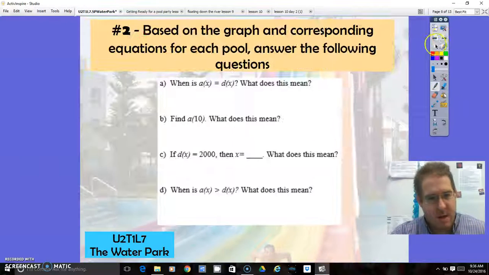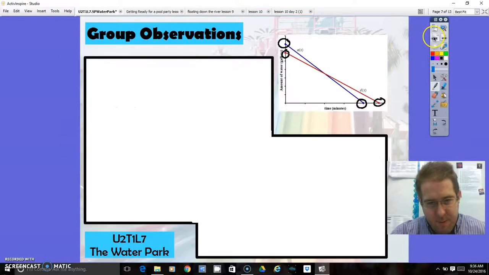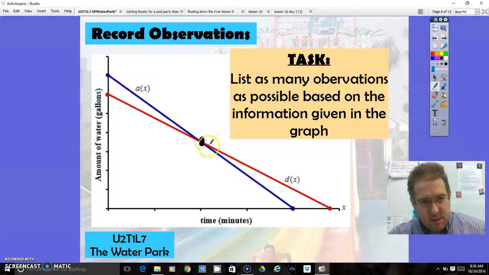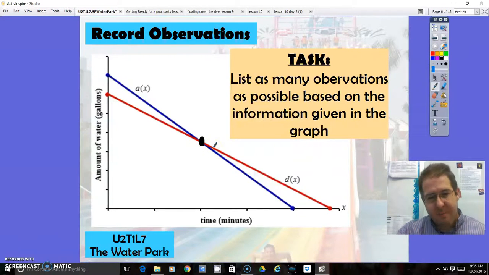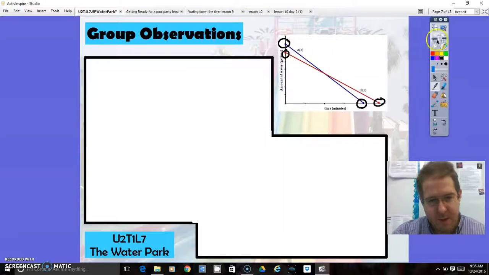All right. Next question. Based on the graph and corresponding equations for each of the pools, answer the following questions. When is A of X equal D of X? And what does this mean? So when are they exactly equal? So if we look at the bigger graph right here, it looks like, so what we need is some increments. And they have given us some information. They have now told us two things. It took 24 minutes in order for Dane's to finish draining, and it also had 1,000 to begin with.